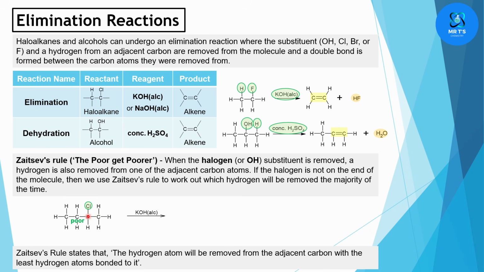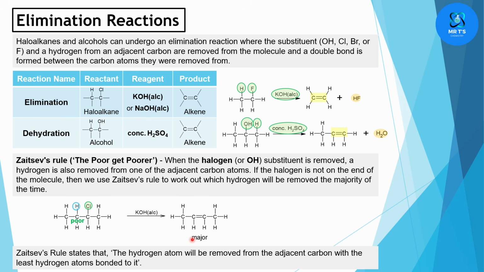So this chlorine, the functional group, the carbon that it is attached to, if we look at the 2 carbons that are joined to it, we identify which one is poor and which one is rich. In Zaitsev's rule, the general idea is the poor get poorer. That is, the carbon that has the least hydrogens attached to it is the one we're going to remove the hydrogen from. So in this case, the poor one is the carbon on the left-hand side. So we are going to produce this product here. We're going to make a double bond in the middle here, and this is going to be butene. This is the major product.